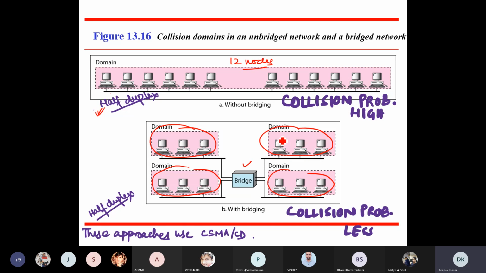In this case, suppose this node communicates with this node, simultaneously this node can communicate with this node, or simultaneously this node can communicate with this node. At the same time, multiple communications can be possible without collision. But still, here half duplex communication is possible because a single wire is connected through this node. So this is the major key point that you should keep in mind for bridge networking.